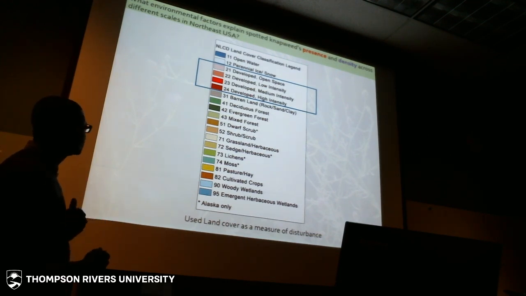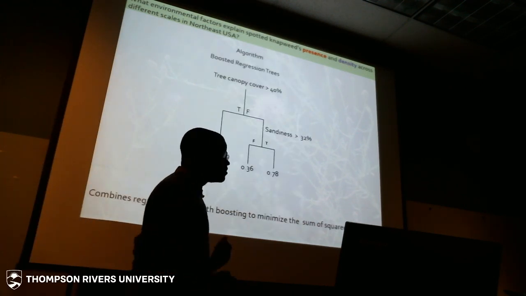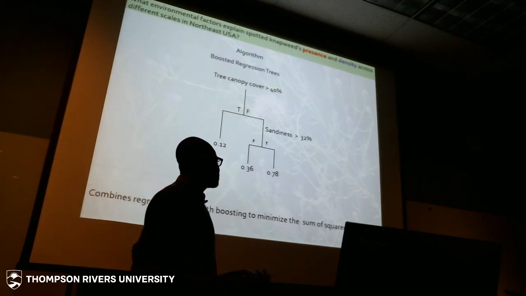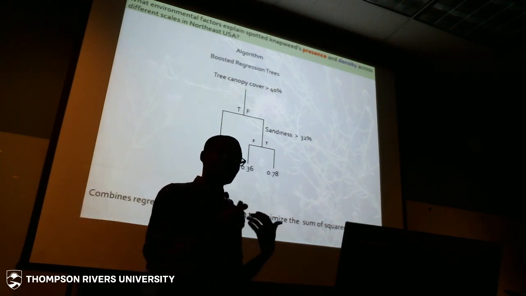So areas that are developed tend to be more disturbed compared to all of the other areas. And for my algorithm, I chose boosted regression trees. So this is a machine learning approach that combines regression trees, which are classical regression trees, with boosting.